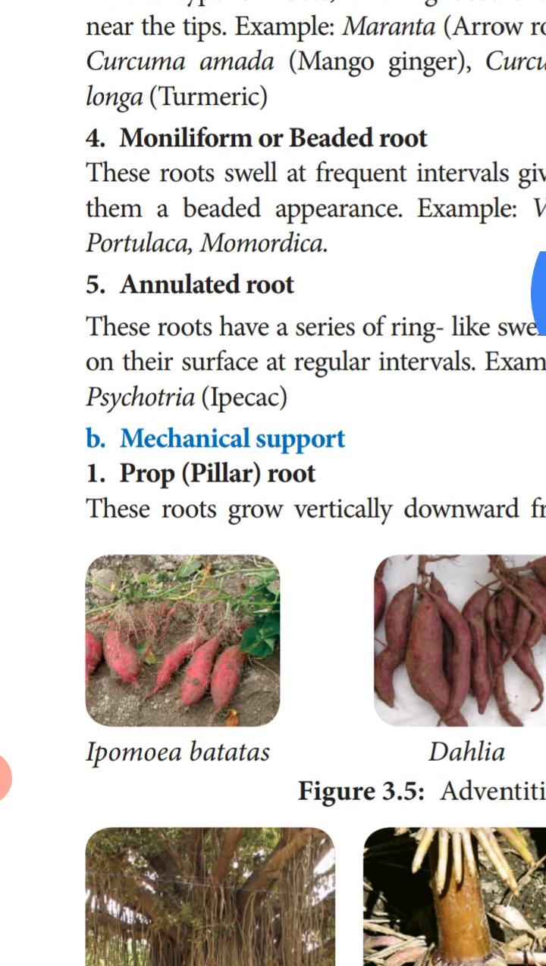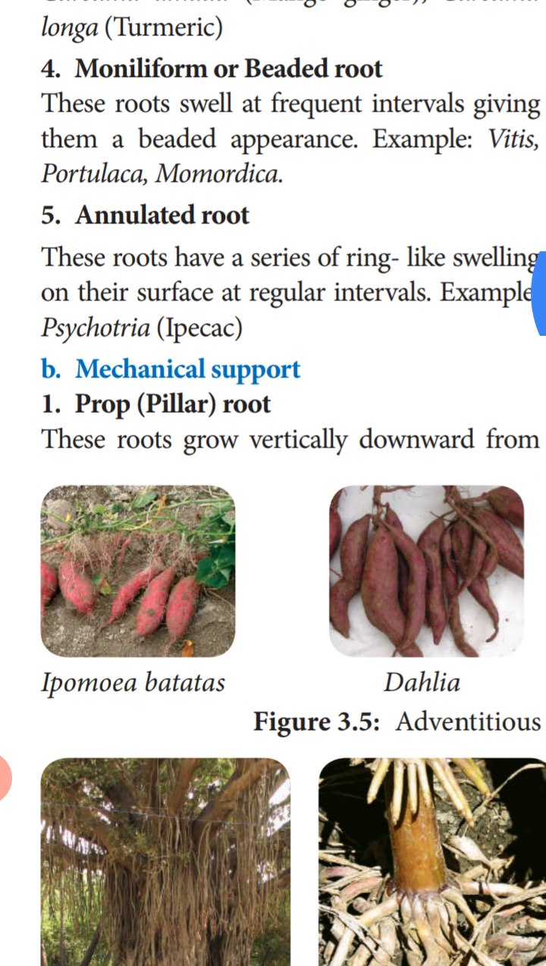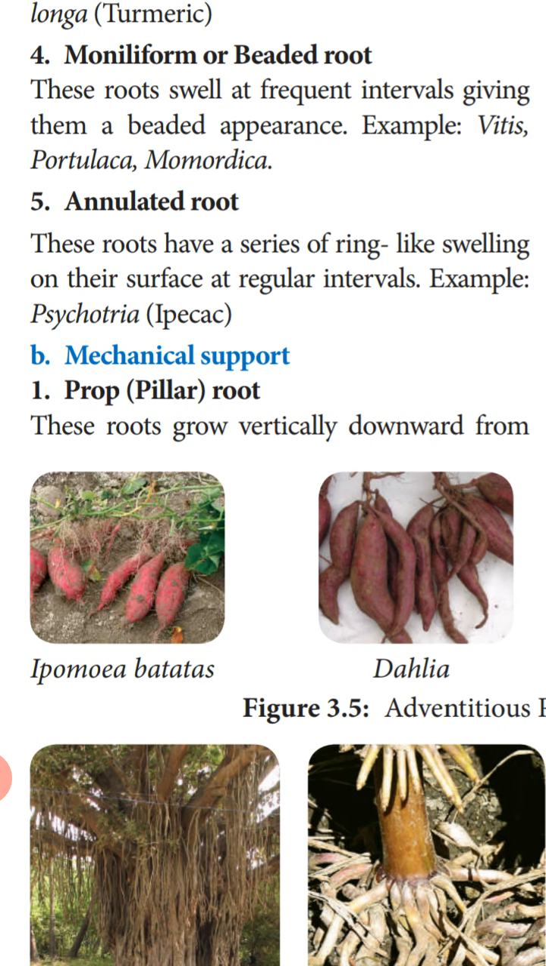The fourth type of root is the moniliform or beaded root. These roots swell at frequent intervals. You can compare this with a beaded chain, with beads arranged on a thread. Along the length of the adventitious roots, regular swelling is seen at regular gaps. They are called moniliform or beaded roots. These roots swell at frequent intervals, giving them a beaded appearance.